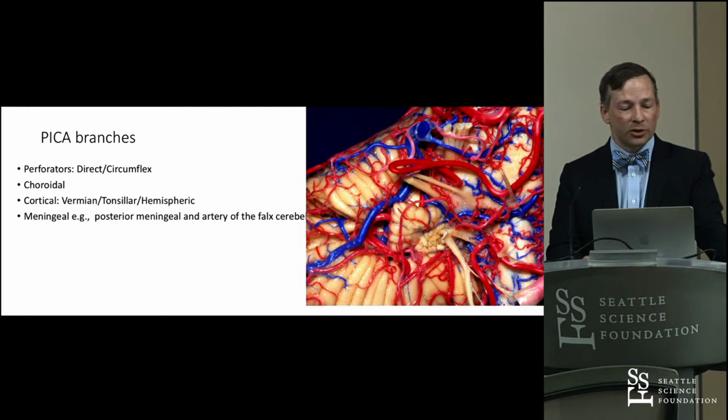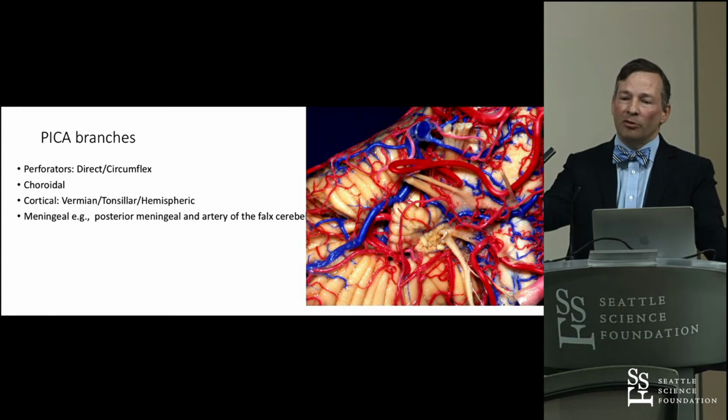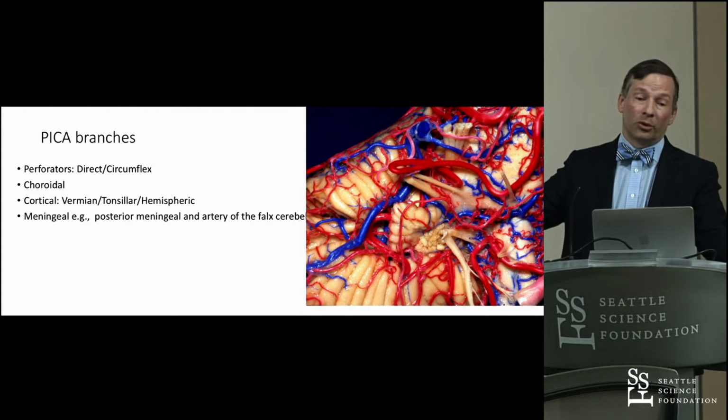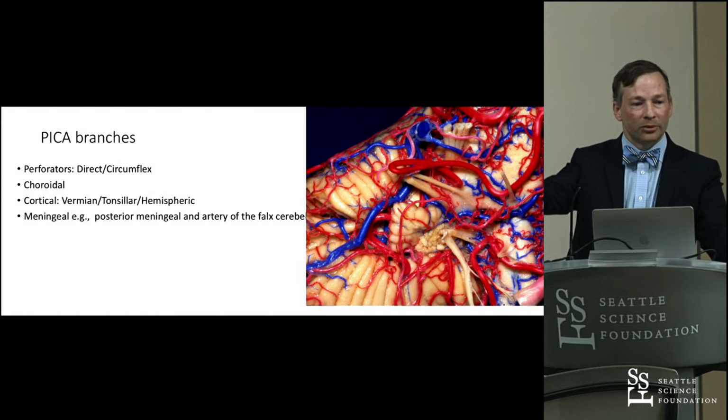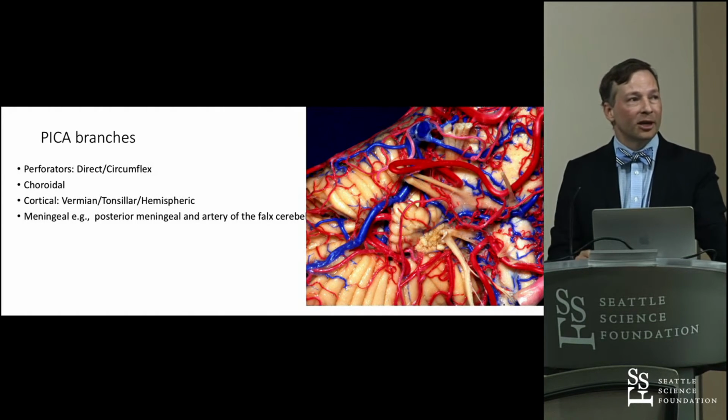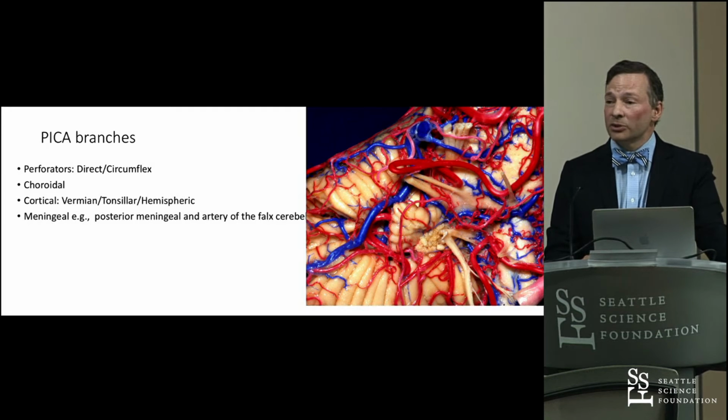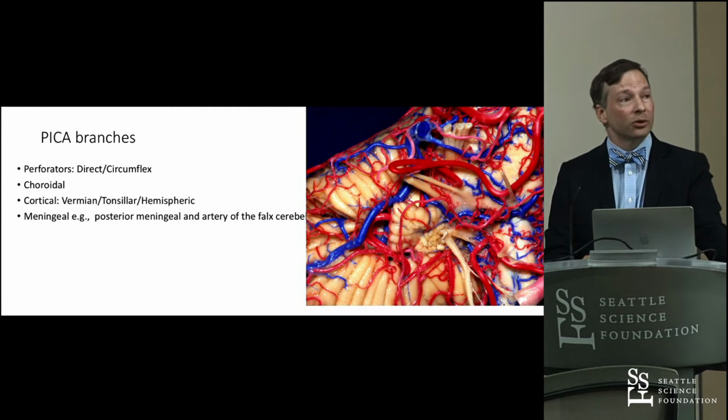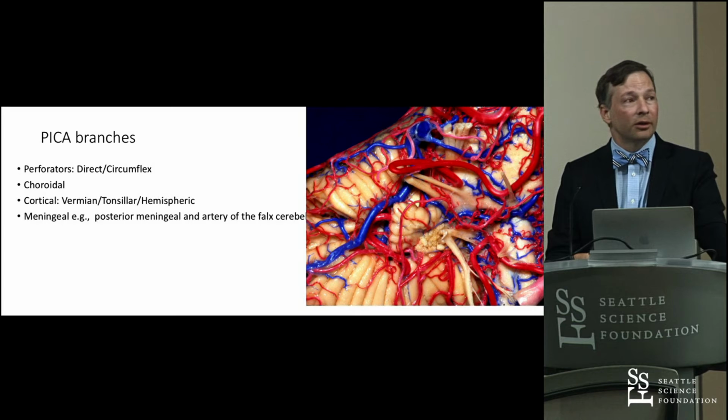So the direct branches off of PICA, I mentioned to you, we have perforators, and perforators are defined by different people differently. And we'll see some that are direct perforators, some that come off an artery. This goes for PICA and many of the other vessels we'll talk about, and then course way around to a distal destination before they perforate the brainstem. We can call those circumflex vessels, and they've been named long and short circumflex vessels. And then the cortical branches of PICA are the vermian, tonsillar, and hemispheric that you're aware of.